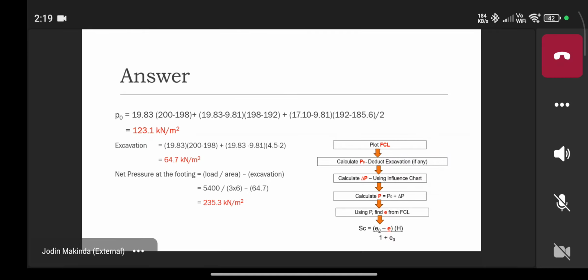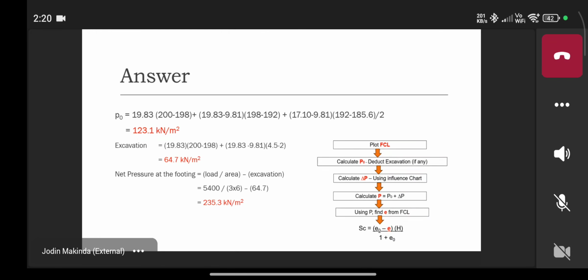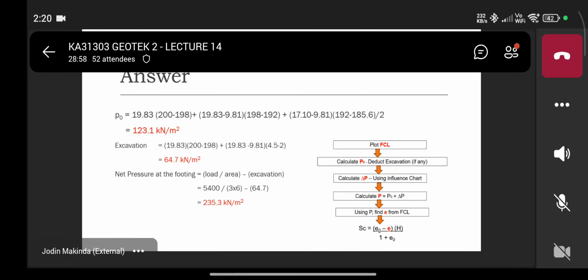123.1. This is the effective overburden pressure calculated from the top of the soil layer to the middle of the clay layer. All right, then what is the next step? The next step is to deduct the excavation. Consider the excavation.